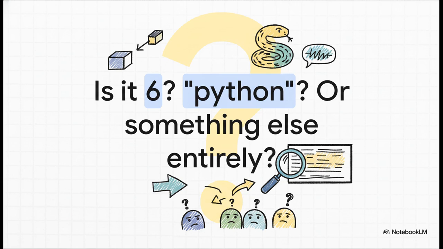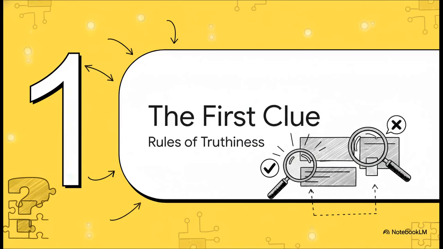You know, a lot of people's first instinct is to say, oh, it's got to be 6. Makes sense. Others might look at it and think, no, the string Python is going to get printed. Or, hey, maybe it's something else entirely. Let's break this thing down and find out for real. So, to solve this little mystery, we need to gather some clues.